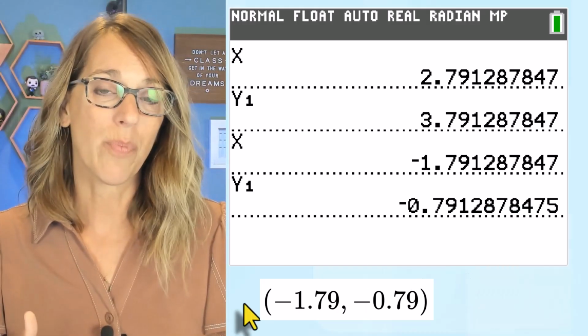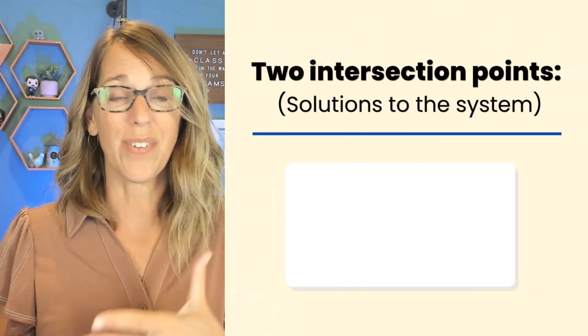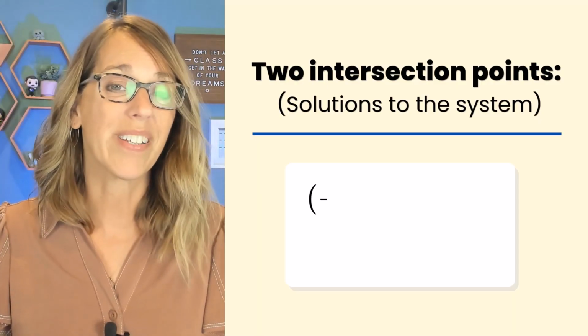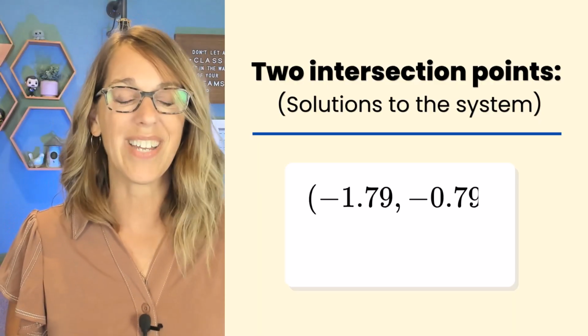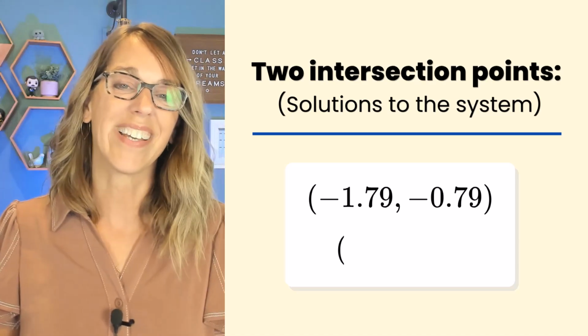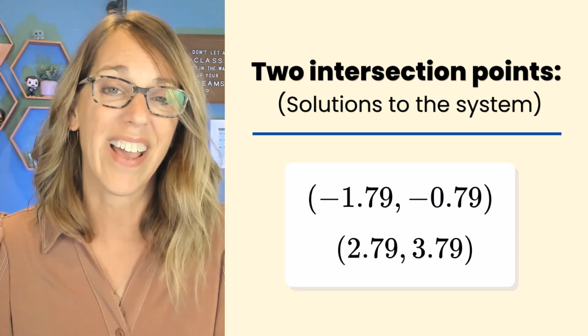So those two intersection points, or the solutions, if you're solving a system of equations, are given by -1.79, -0.79, and that second point is 2.79, 3.79. Your TI-84 does so much more. I've got another video for you here.